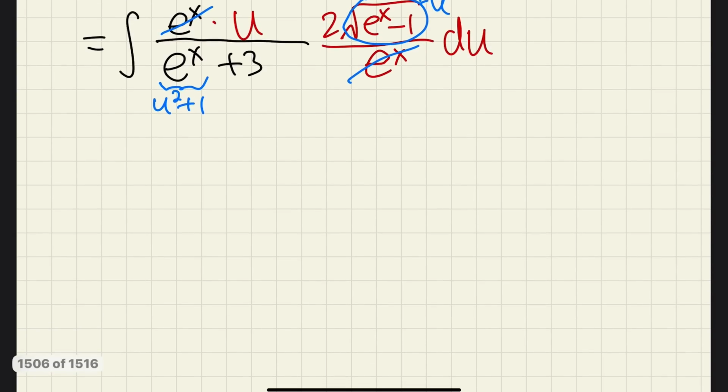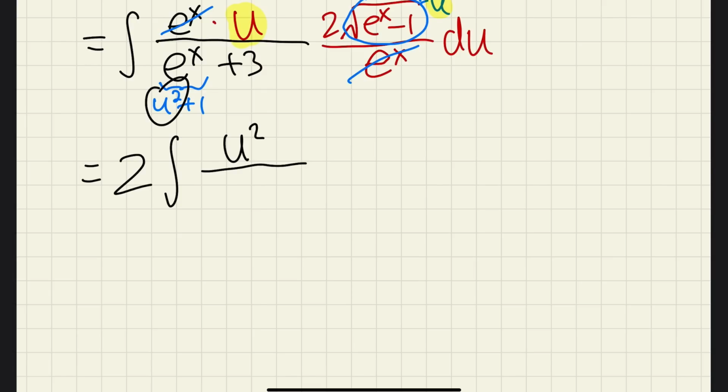Now, let me work this out carefully for you guys. First, we have a constant multiple 2. Let's put it on the very outside of the integral. And then here we have u times u on the top. So on the top, we will have u squared. And then on the bottom, notice we have u squared, okay? And then the 1 plus the 3, we get the 4.